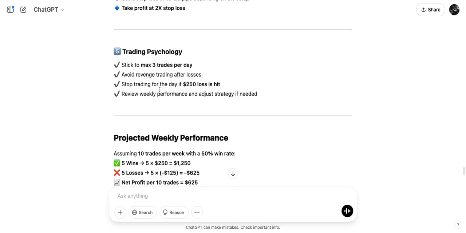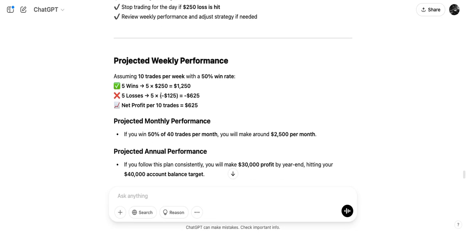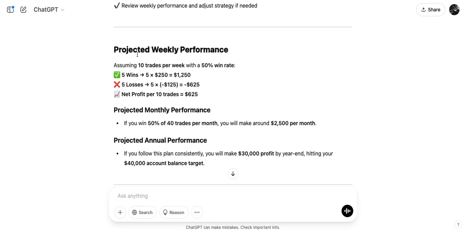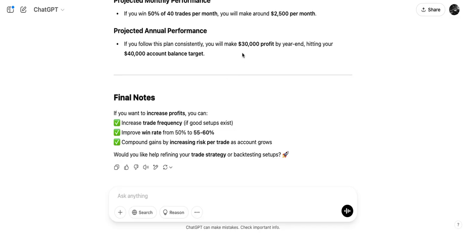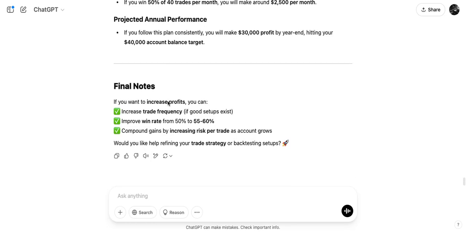It suggests 3 trades a day, but really you can focus on your performance and how much you should be taking and making. 5 wins, 5 losses, which is a 50% win rate. You don't have to win every single trade you take. As long as you're averaging about 625 a week, then you should end up profiting 30 grand by the year. It misunderstood me a little bit because I wanted to say I wanted to profit 40 grand instead of making 30 grand because we started with 10. But I think you get the point.